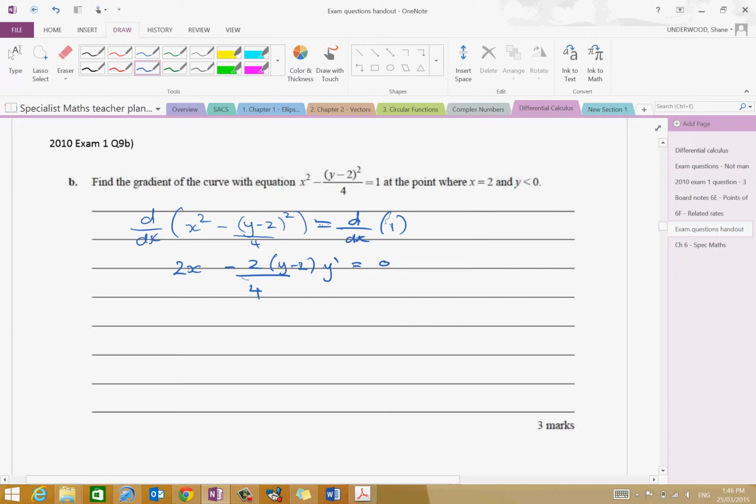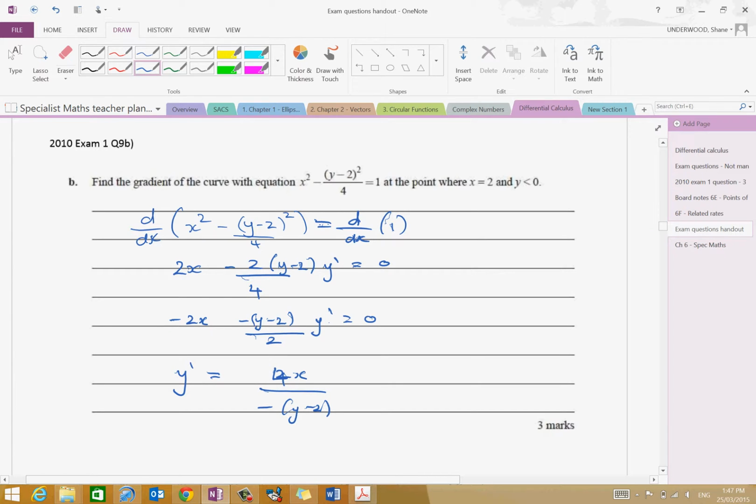It is equal to 0. And so therefore what we're going to say is minus 2x minus (y minus 2) — there's a negative out the front — so minus (y minus 2) over 2, y dash is equal to 0. Okay, so now I'm going to get y dash by itself, so y dash is equal to 2x, or let's say 4x, over minus (y minus 2).